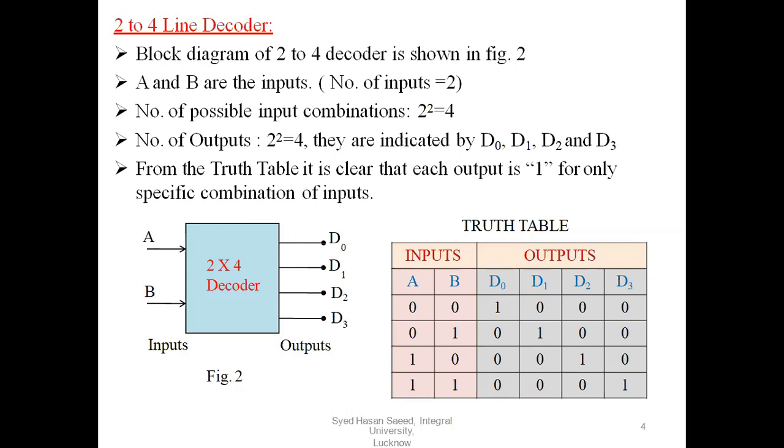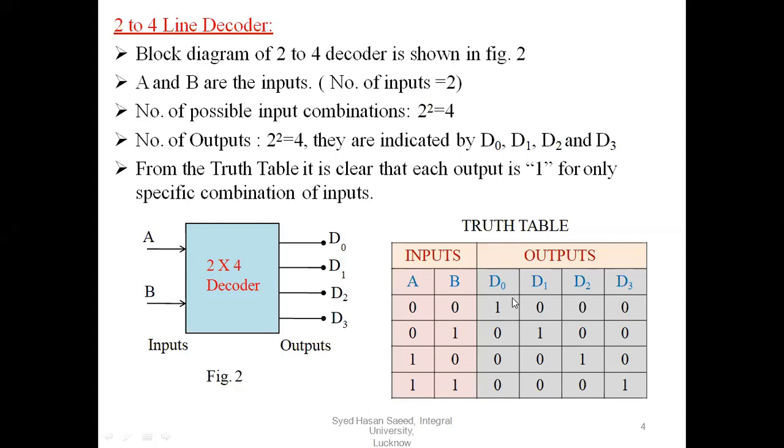So here, this is a 2 by 4 decoder. You pass two inputs and it will produce four outputs, which we name D0, D1, D2 and D3. Let's draw the truth table for that. Take the inputs A and B, and the outputs D0, D1, D2, D3. With two inputs, how many combinations do we require? 2 power 2, that is 4 combinations: 00, 01, 10, 11.